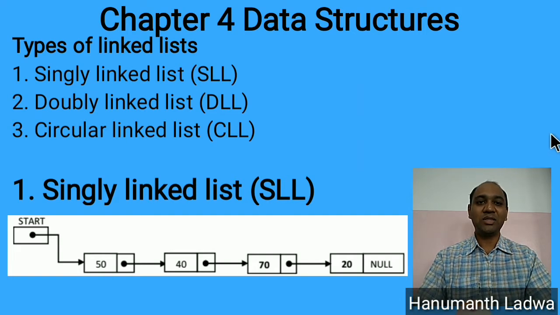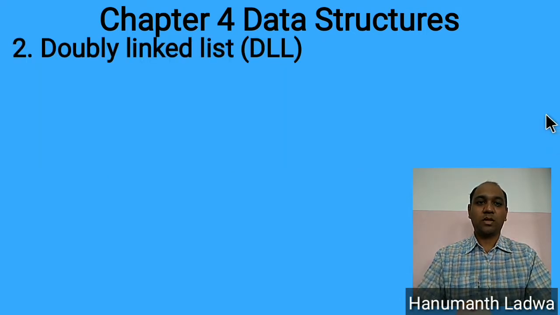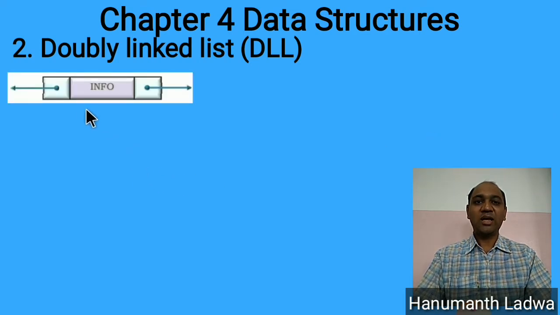Now let us continue with doubly linked list. Doubly linked list points to the previous node and the next node. Here in the diagram you can see this is called backward, that is it is pointing to the previous node, and this one is forward, it is pointing to the next node. In the middle we have data, it is also called information.